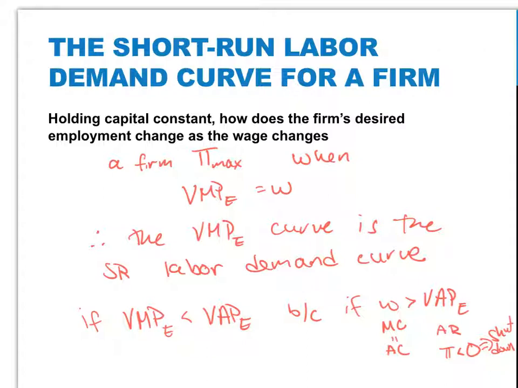As long as the value of the marginal product of labor is less than the value of the average product of labor. Because if wages are higher than the value of the average product of labor, that's essentially the same thing as saying that average costs are greater than average revenue, and that would mean that profits are less than zero and firms shouldn't be producing. So it's the value of the marginal product of labor curve, as long as the value of the marginal product of labor is less than the value of the average product of labor.